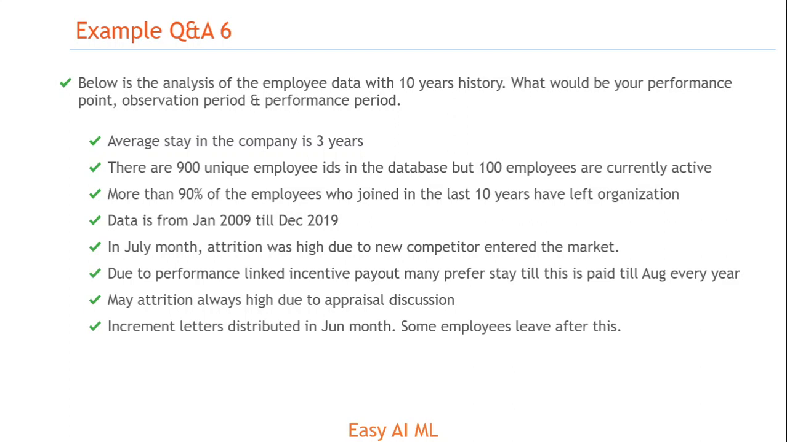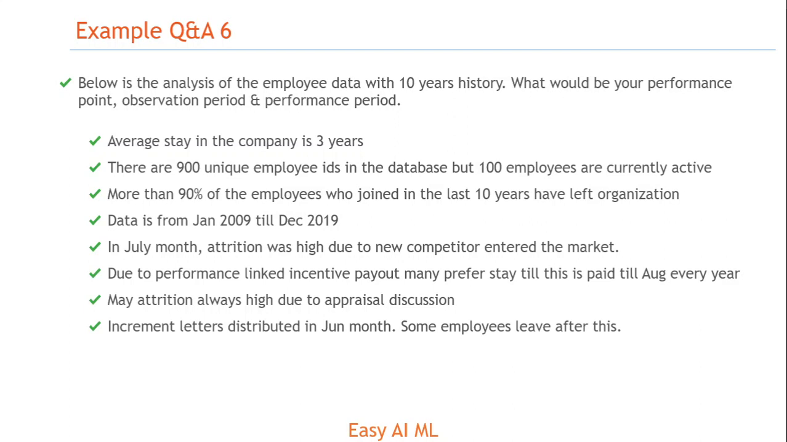Below is the analysis of the employee data with 10 years history. What would be a performance point, observation period and performance period? Average stay of an employee in the company is 3 years. There are 900 unique employee IDs in the database, but 100 employees are currently active. More than 90% of employees who have joined in last 10 years have left organization at some point of time. Data is from January 2009 till December 2019.